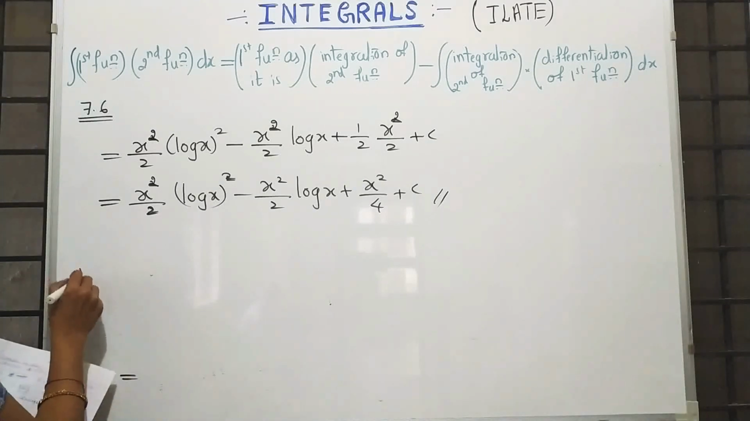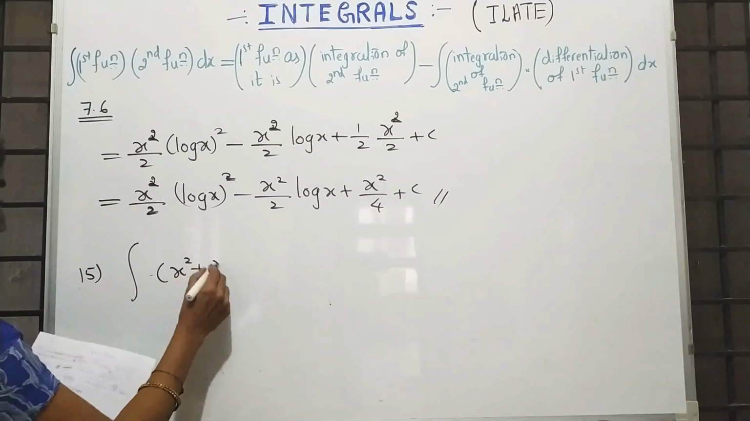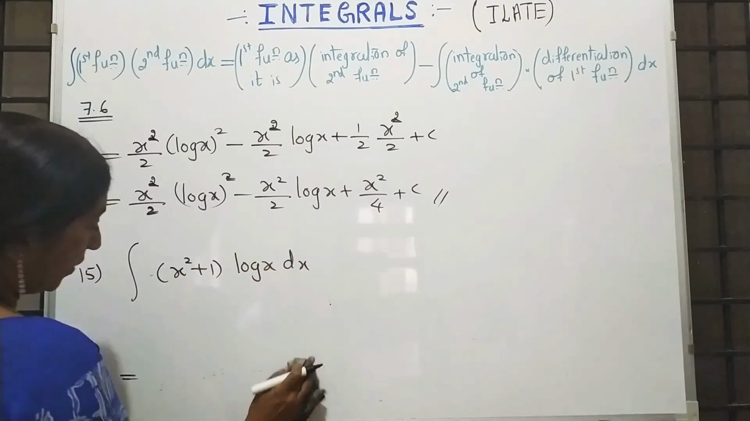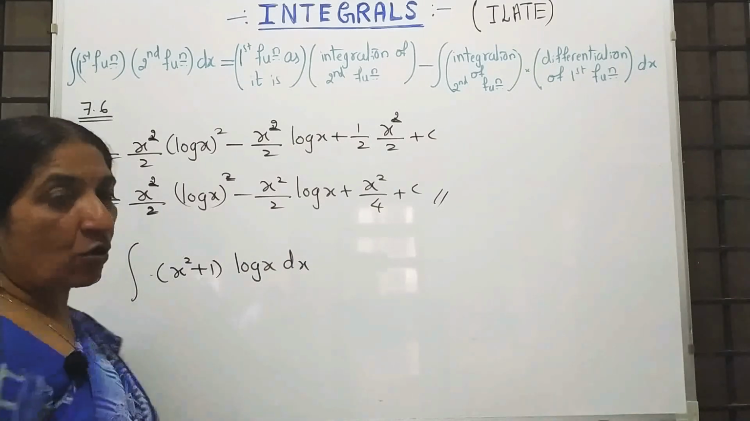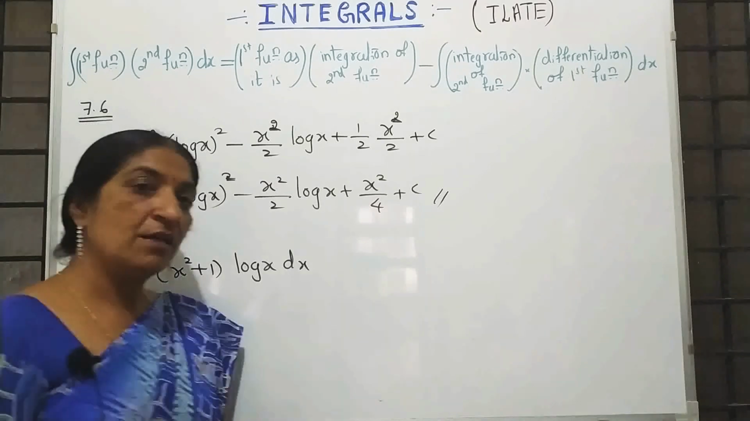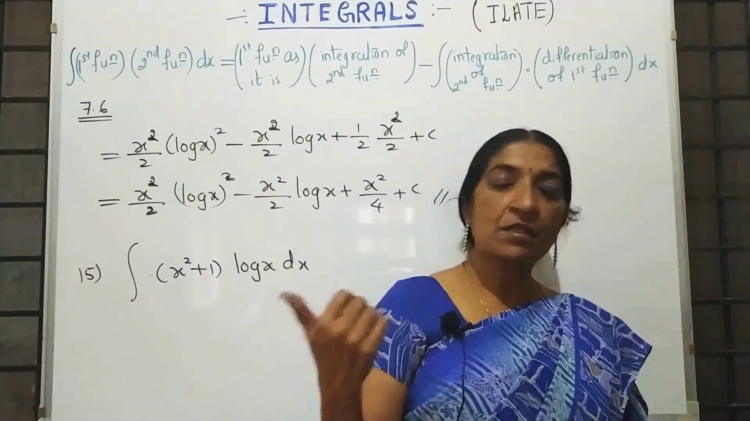Question number 15. Integration of x square plus 1 into log x. I will give the hint. x square plus 1 is algebraic and log x is a log function. First log comes, then algebraic. So solve this in the next class. First I will solve the homework questions, then I will continue.